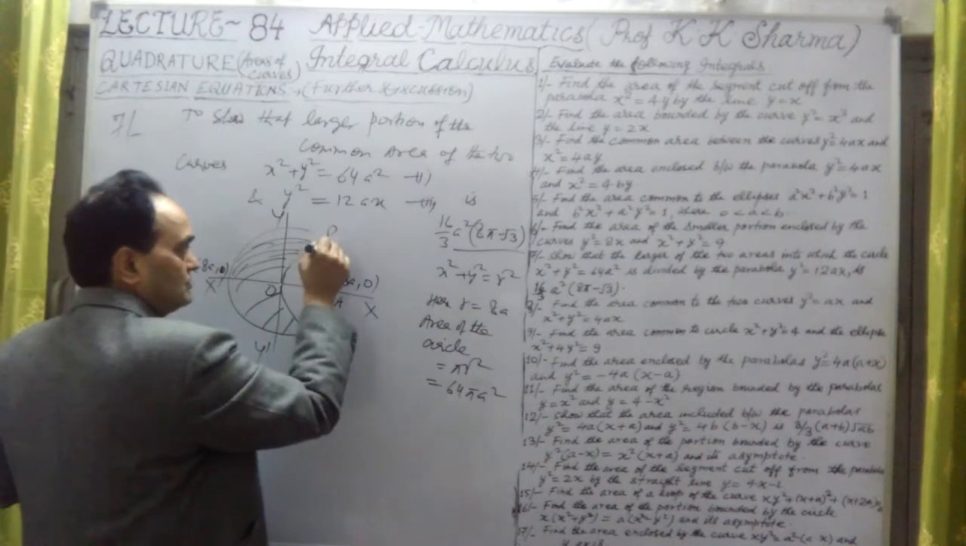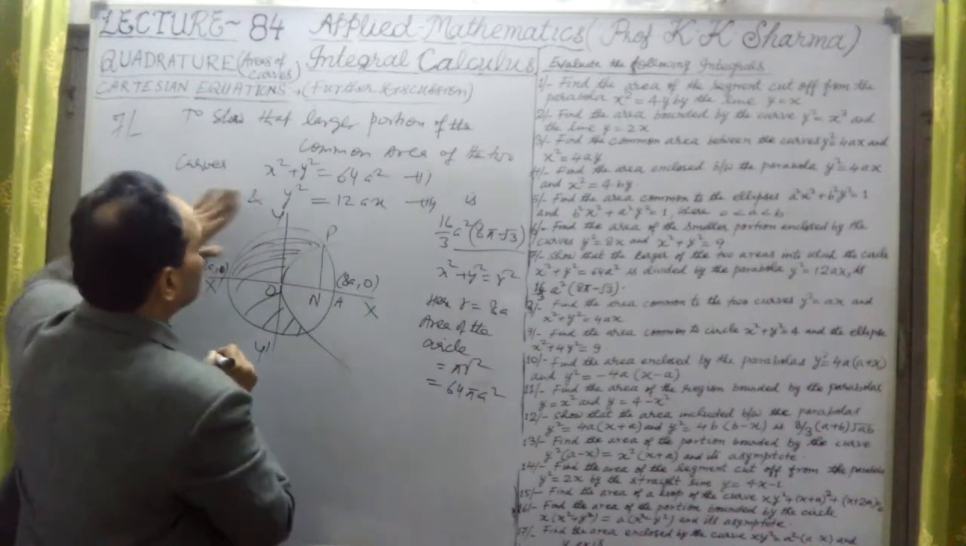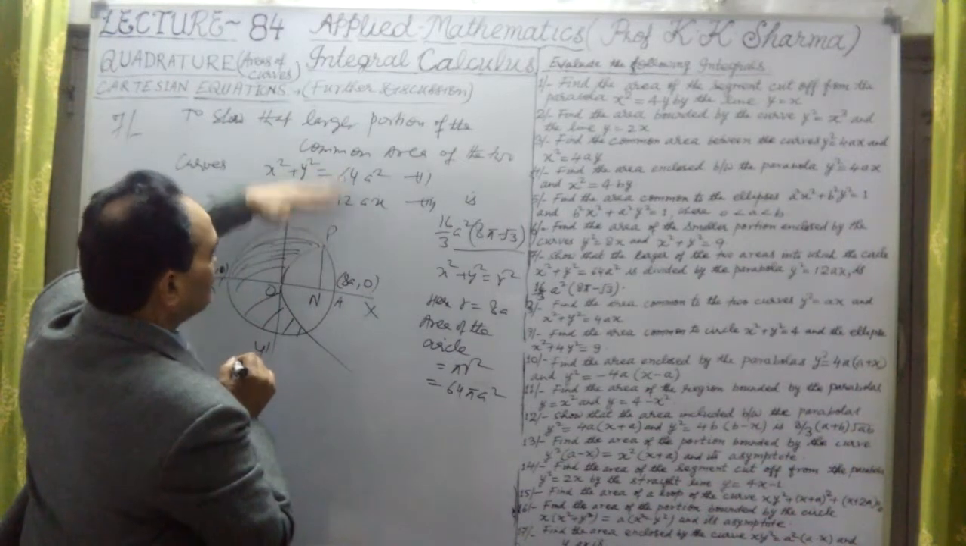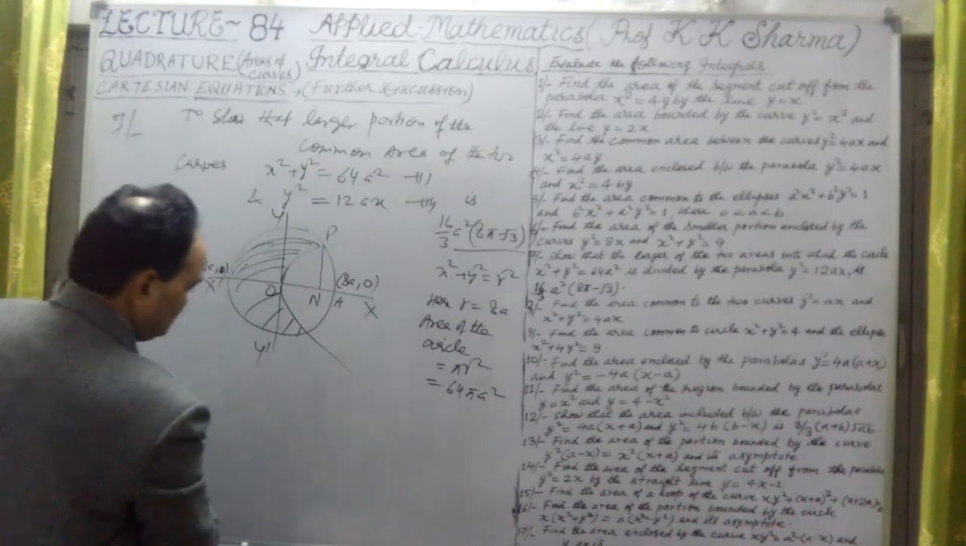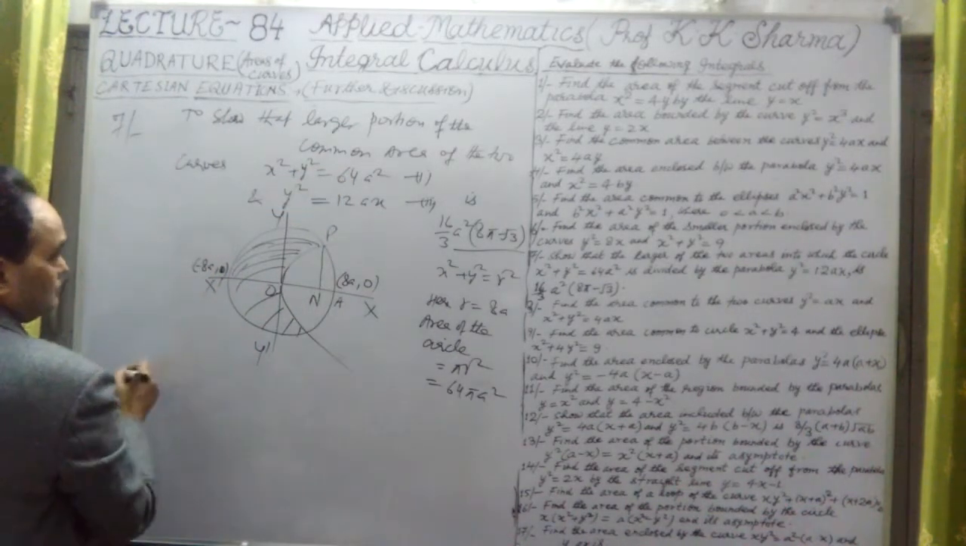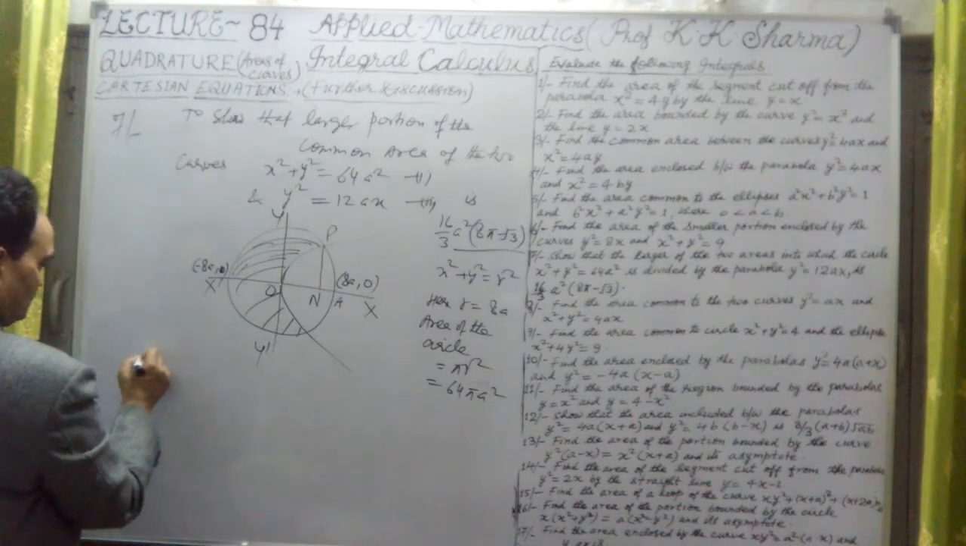So we have to find out what the P coordinates are. That can be calculated from solving these two equations, the intersecting point of both the circles. Let me find out. So, solution.